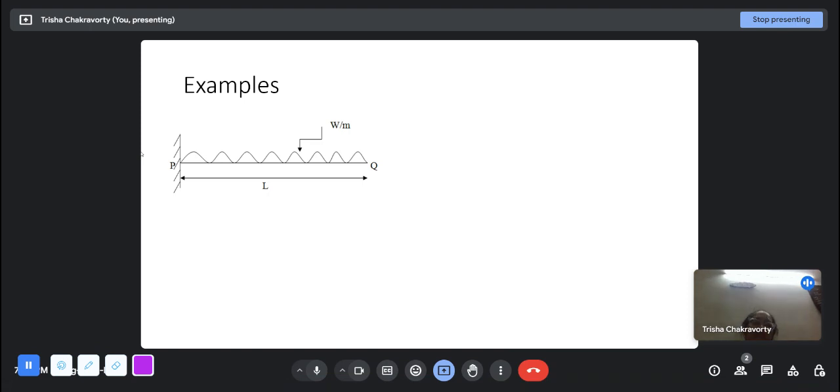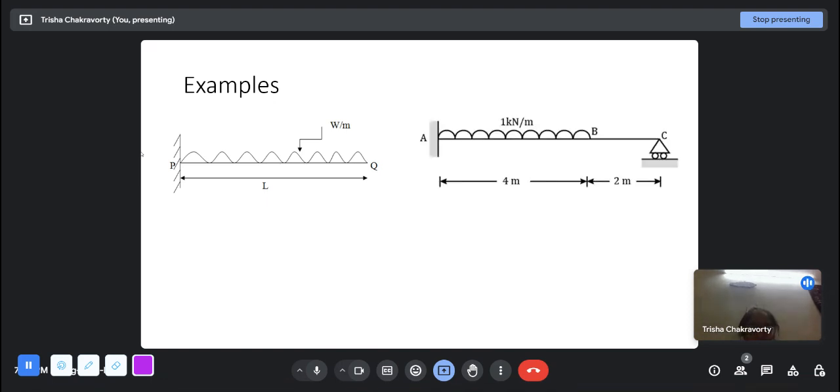So if the degree of SI is 0, it is a determinate structure, and if it is negative, like there are fewer reactions than 3 in a 2D plane, that means it is an unstable structure, and we do not look at unstable structures. Unstable structures cannot stand by themselves, so we look at determinate and indeterminate structures. An indeterminate structure is safer, like this one.